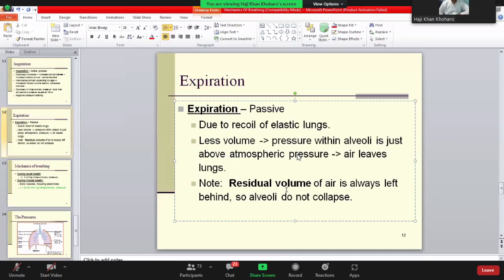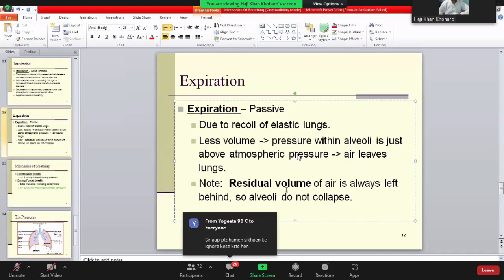Now remember, there is one volume of air called residual volume that always remains in the lungs. This is known as residual volume, the volume of air that always remains in the lungs and does not allow the lungs to collapse, and it keeps the blood oxygenated all the time. So this volume of air never leaves the lungs.